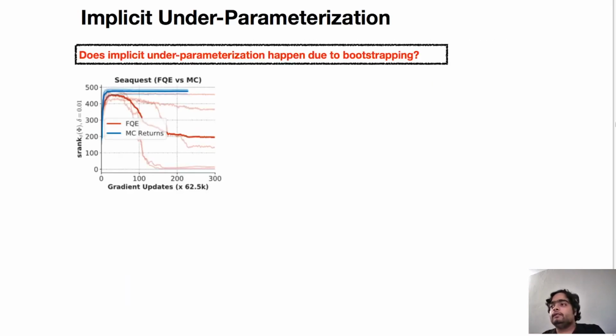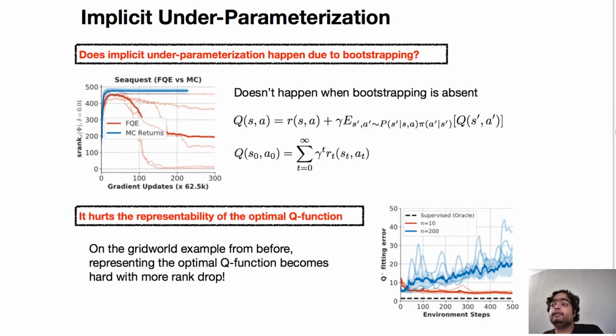What we found here was that it's hard to fit the optimal Q function if I were to regress on these features. If I freeze the features and only regress to the optimal Q function on those features, it turns out that as you train more and more, as the rank collapses more and more, it's harder to fit the optimal Q function, as you see on this plot, because the Q star fitting error over the features that are learned is higher than in the case of the red line, where the rank does not drop too much.